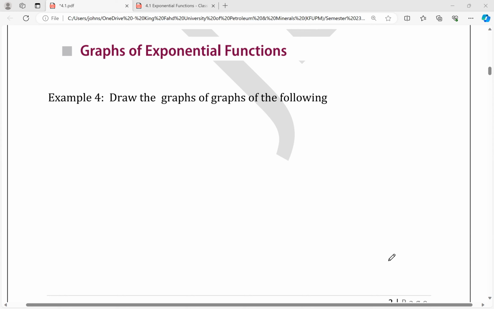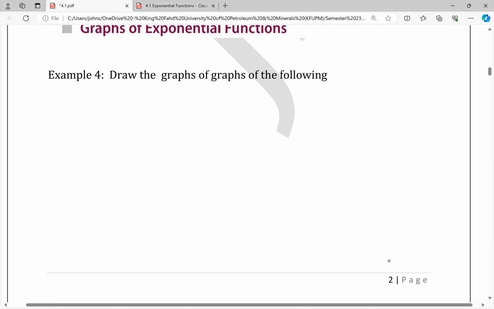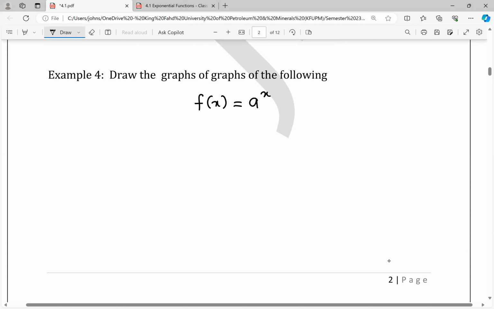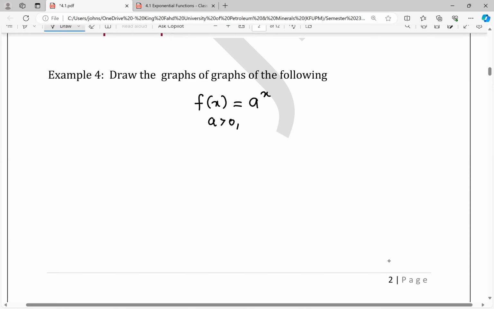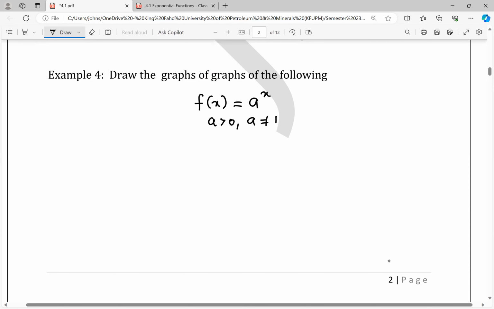Hello, viewers. In this tutorial, we'll be discussing exponential graphs. So we have just two basic types of exponential graph. Remember, we said f of x equals a^x, and we have a condition on a. So a has to be greater than 0, and a is not equal to 1.